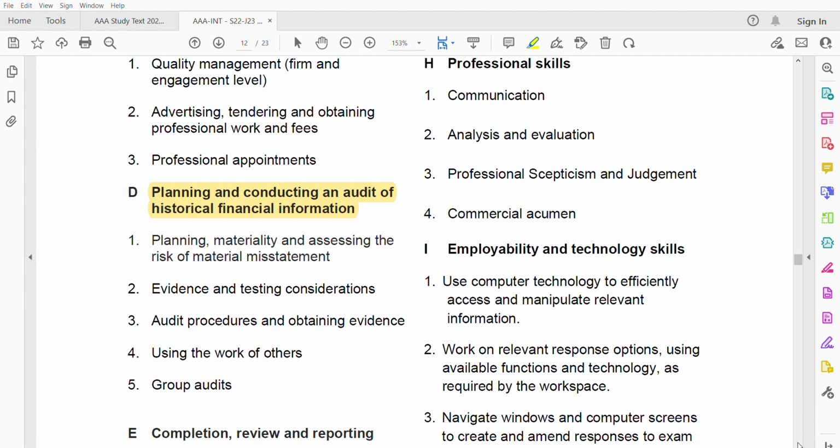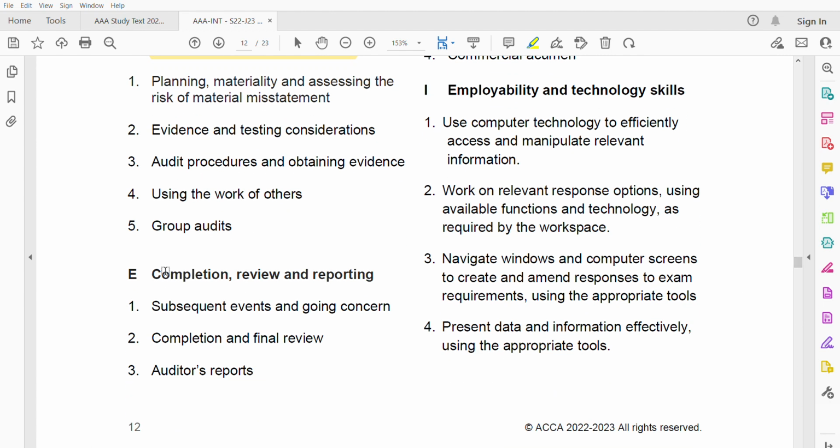For section E, this will be asked in section B of your exam. That is a 25 marks question. Okay, section E, where we are going to go through the later part after the planning stage: subsequent events, going concern, completion of financial review, auditor's report.